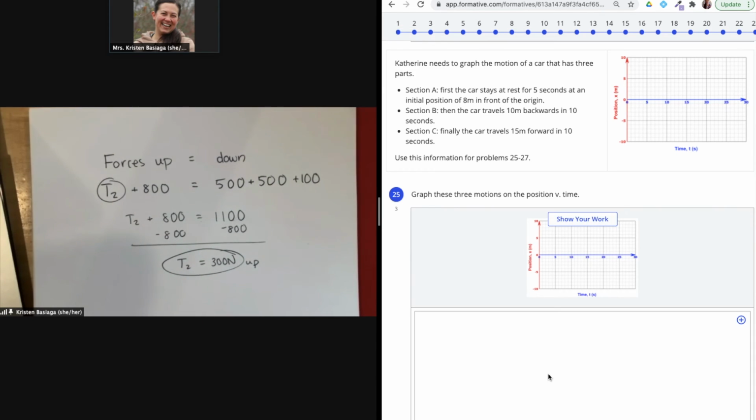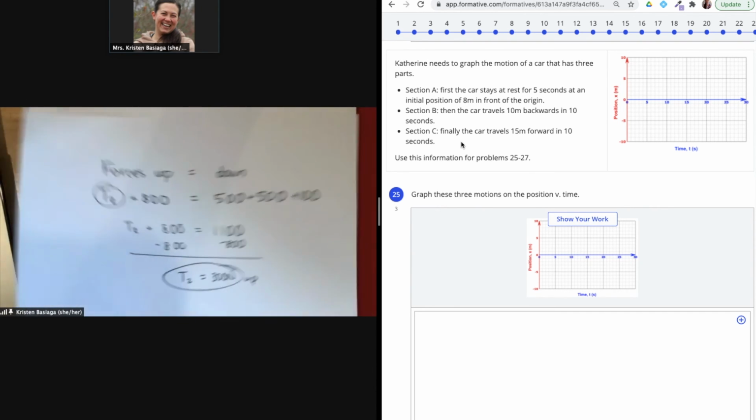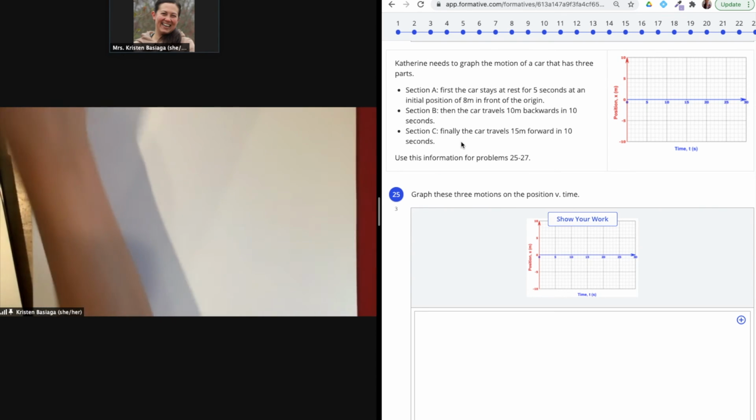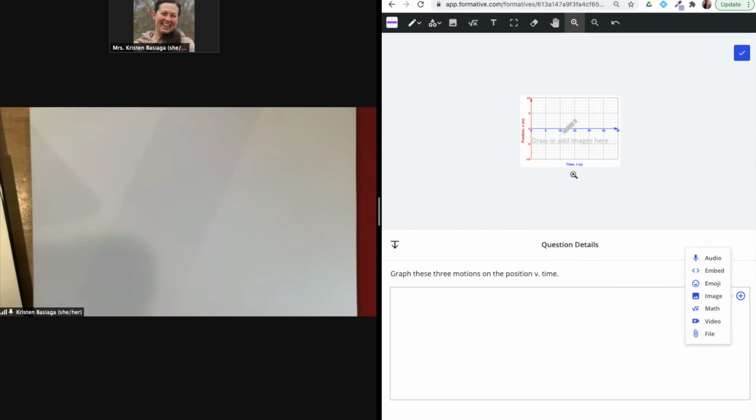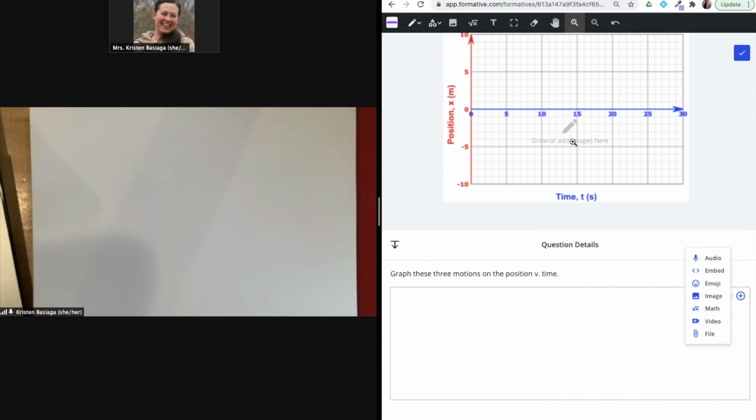So Catherine needs to graph the motion of a car that has 3 parts. In section A, the car stays at rest for 5 seconds and at an initial position of 8 meters in front of the origin. In section B, the car travels backwards 10 meters in 10 seconds. And finally, in C, the car travels forward 15 meters in 10 seconds. When I'm looking at this, the screen's very small, so I'm going to hit the zoom in button, and I'm going to draw more clearly here.